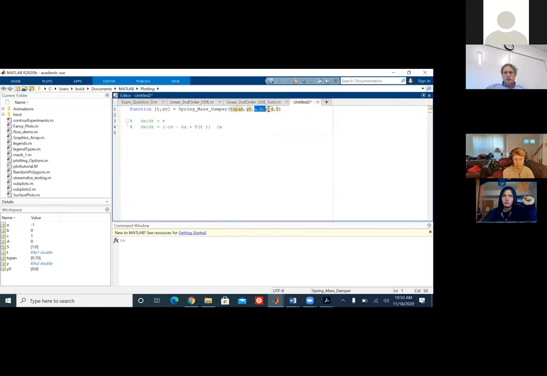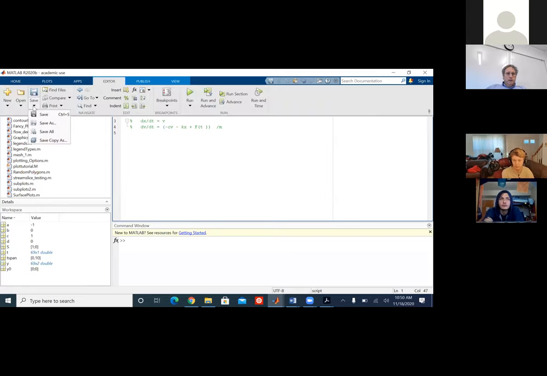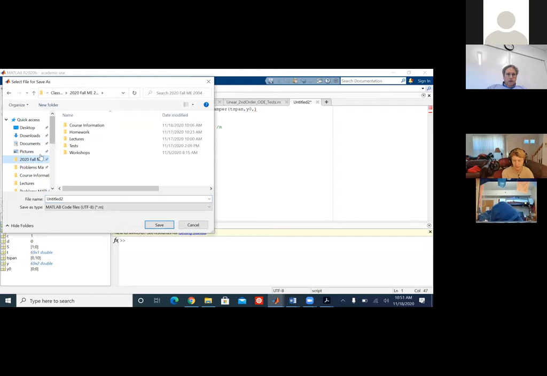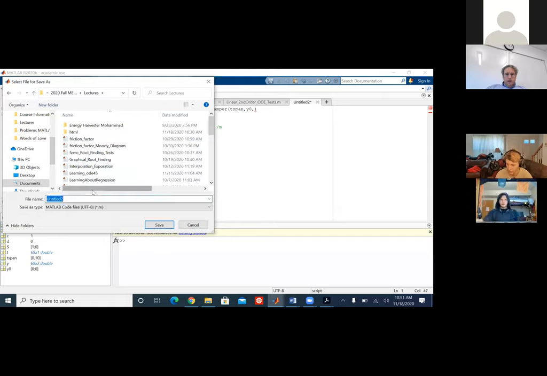Now we're going to have to change. These are going to be different kinds of variables now. They're not called ABC anymore. But anyway, let's do it this way. Also, oops, go to File and Save As. MATLAB plotting, I don't want it there. I want it in the same place I always put stuff for you guys, which is your class, my lectures. And I want to call it the Spring Mass. An elongated name, but very descriptive.